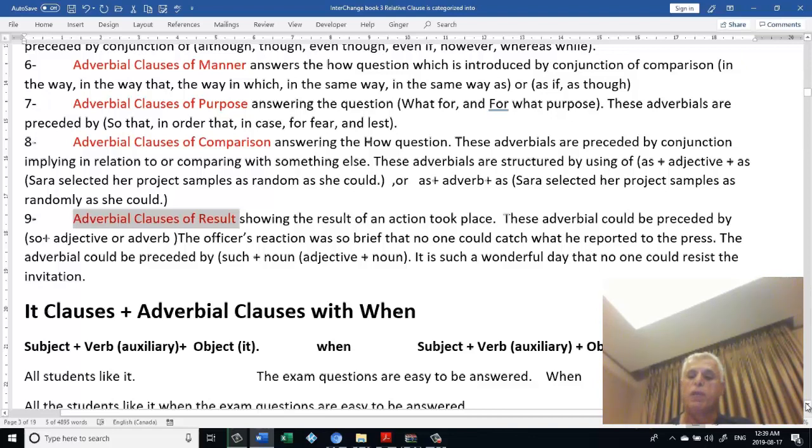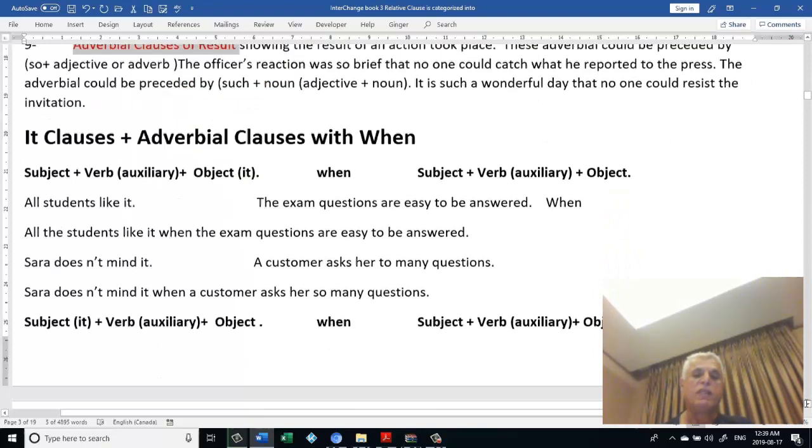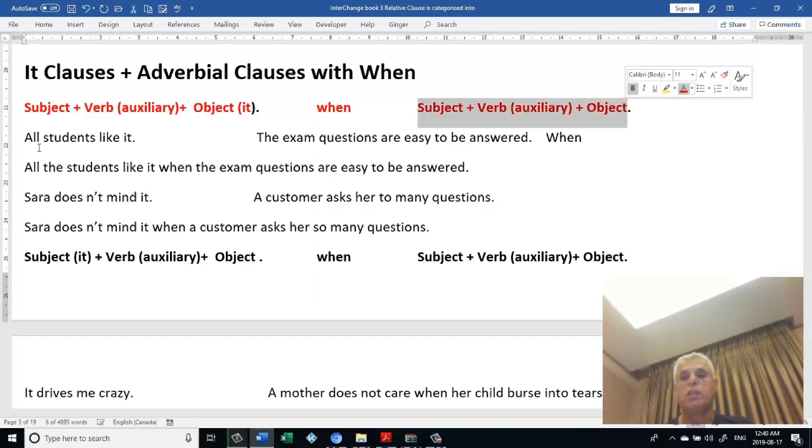Our subject for today will be adverbial clauses with when. For example, in the sentences here we have subject, verb, or could be auxiliary, object. Here the object is it. Then we can switch it with them. Then we use when to connect the two sentences to each other. Then we have the second sentence, subject, verb, could be auxiliary, then object. Then how do we do this?